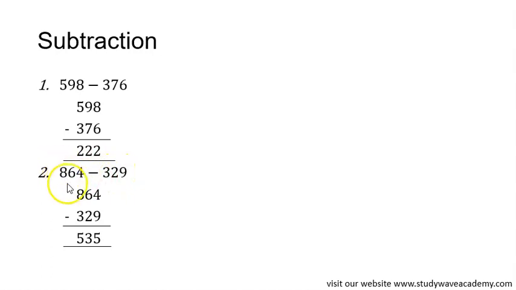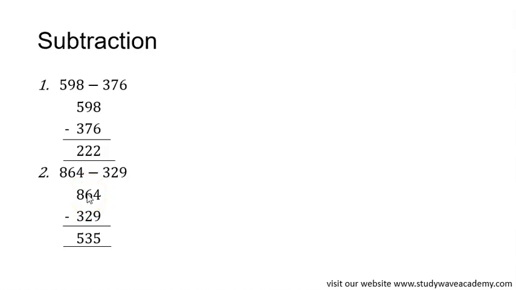Next we have 864 minus 329. You arrange it accordingly, ones in ones, tens in tens, hundred in hundred, okay? So you start minusing from the right to the left. So 4 minus 9, it can't go. 4 is smaller than 9, so we can't minus 4 minus 9. So we borrow from the next number beside 4. And the next number beside 4 is 6, so we borrow 1 from 6.